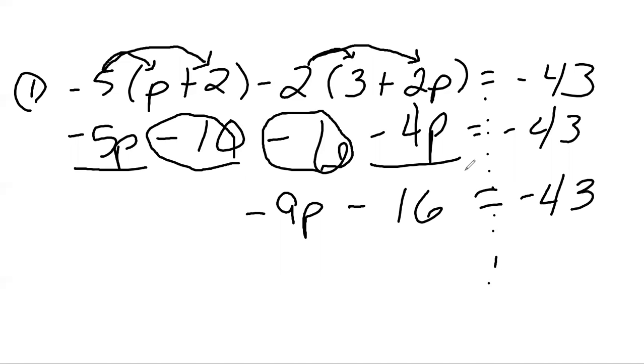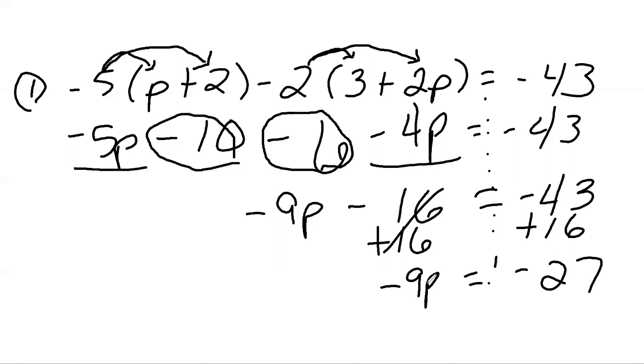Now this is a normal two-step equation. To get p by itself, I have to get rid of this -16. I have to do addition and subtraction first. So I'm going to add 16 to each side. And I get -9p equals, and then I have -43 plus 16. So as I go through here and do -43 plus 16, it gives me -27.